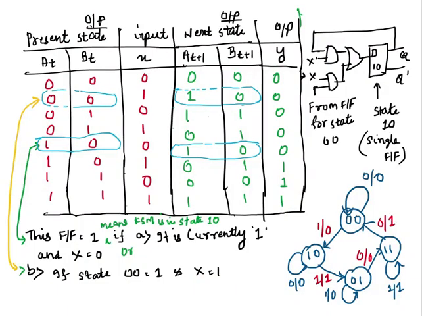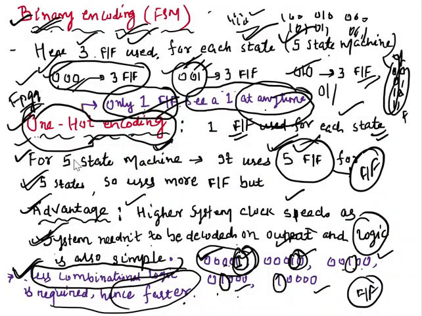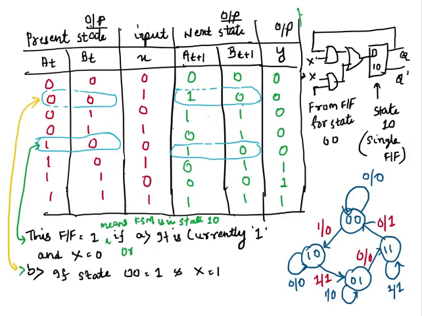So here again is the circuit for this one hot encoding. This is the same Mealy machine, and this is my state table.